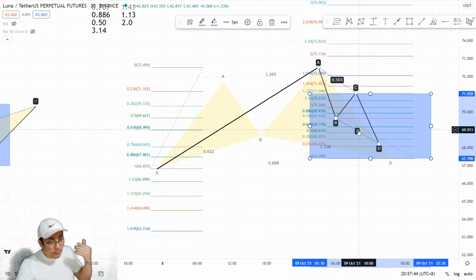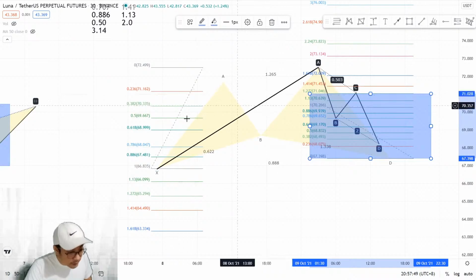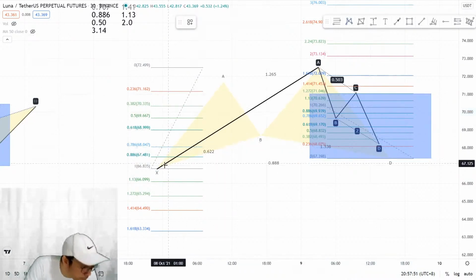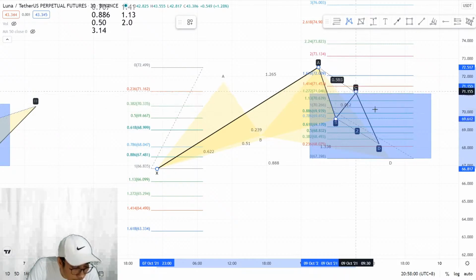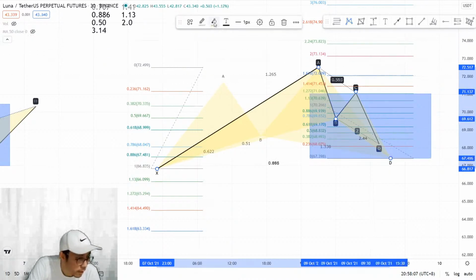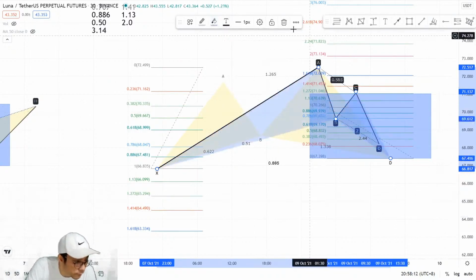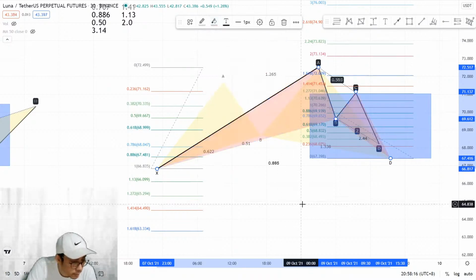But, since the required ABCD for a bat pattern, I'm going to now plot this one for bat pattern. X to A to B to C down to this one. Then I'll just change the color. I will just change this color to blue. You like blue? Okay. Or since we have this blue, maybe red.